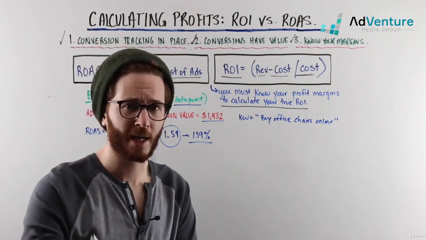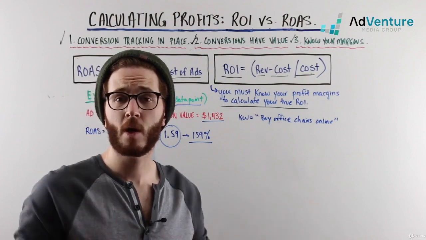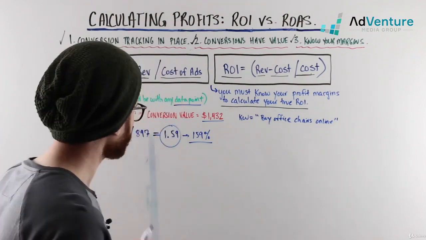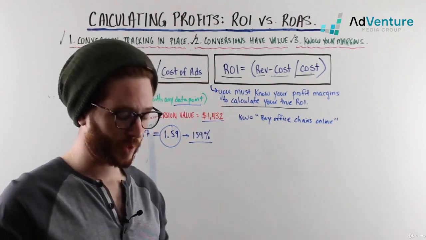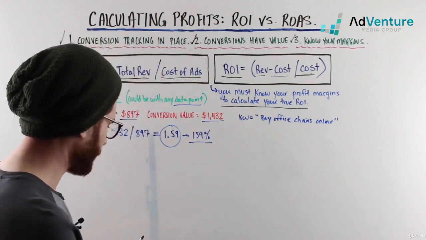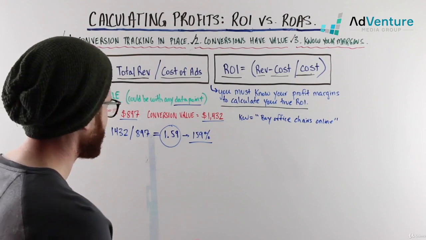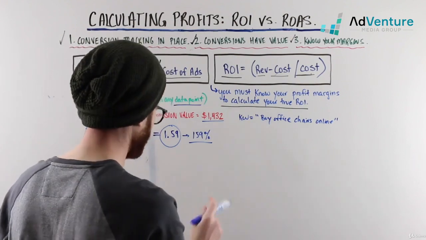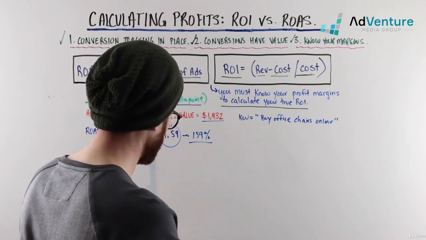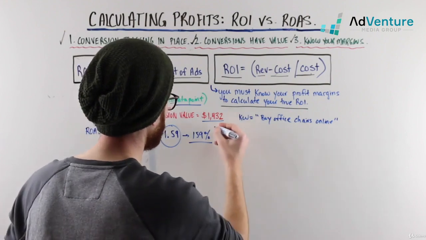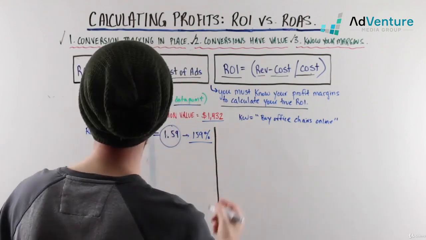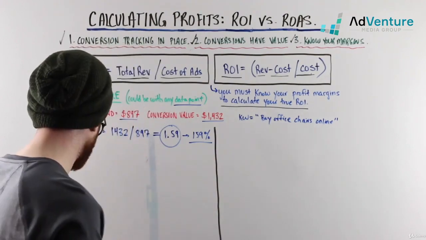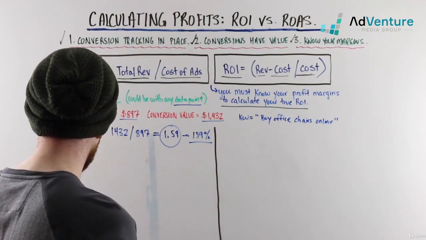But now let's get a little bit more complicated. Let's get a little bit more thoughtful. Say we wanted to figure out our profit, our return on investment, taking into account our profit margins, okay? So now let's move over here, so we get a little bit more view. Maybe we'll change the color. Let's go to black here. And we're going to use the same data, okay? We're still going to be talking about this keyword, same spend of $8.97 and conversion value of $14.32, okay?